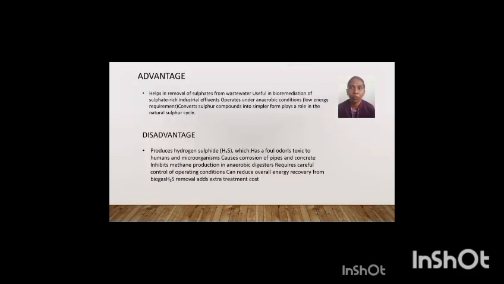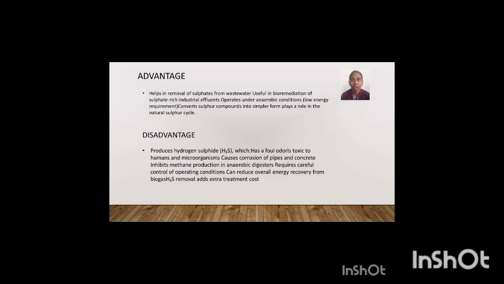Advantages: helps in the removal of sulfate from wastewater, useful for bioremediation of sulfate-rich industrial effluent, operates under anaerobic conditions, low energy requirement, converts sulfur compounds into simpler forms, and plays a role in the natural sulfur cycle.